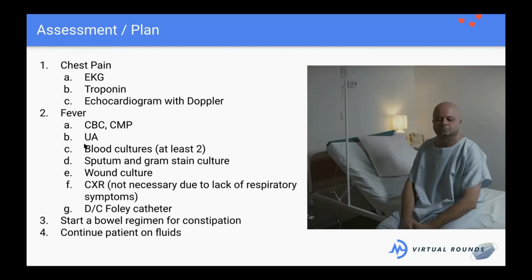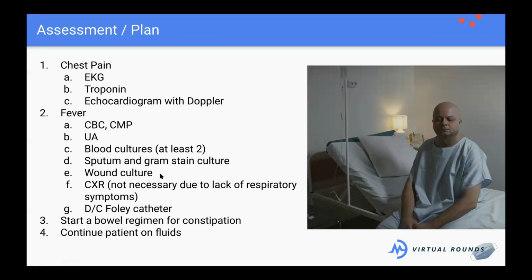We're gonna probably run a UA just because he's had a Foley in for so long. We're gonna do potentially blood cultures. We always have to do at least 2. I don't know if I really want to do this or not. I don't know if he seems septic to me yet. Sputum culture and gram stain culture. So this means he's going to spit into a cup literally, and we're just going to culture it to see if he's got maybe evidence of pneumonia, because again, he is post-op day 3.